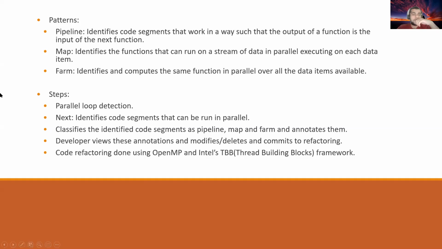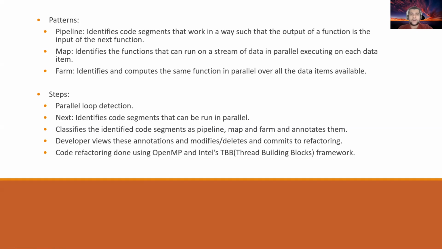That's it. So the steps: the first thing it would do is identify parallel loops that can be executed in parallel. It's pretty basic for a static analyzer. And then it identifies other code segments that can be run in parallel. Then it classifies the identified code segments as pipeline, map, and farm, and then annotates them. It provides some annotations inside the code that allow the developer to see that these have been identified, and you can change these. And then the code refactoring is done by OpenMP and Intel's Threading Building Blocks framework. Then the developer views the annotations, and can either modify or delete them.